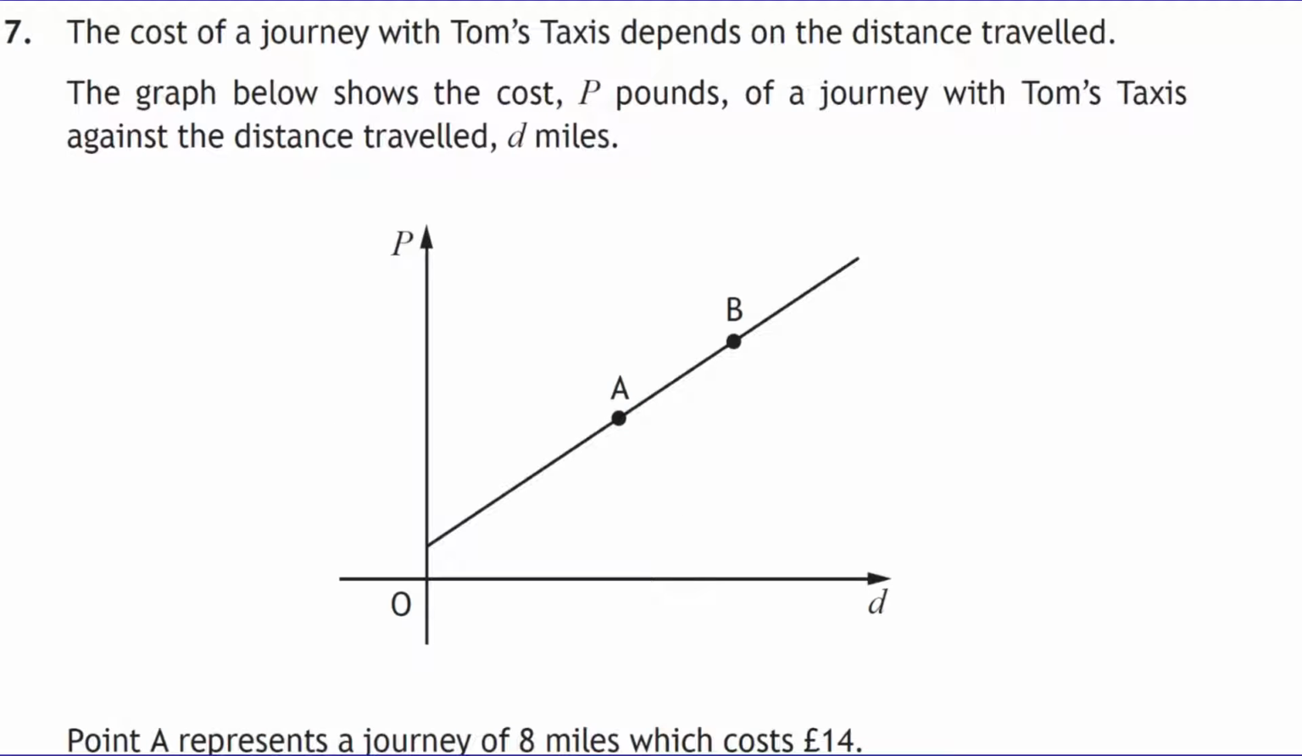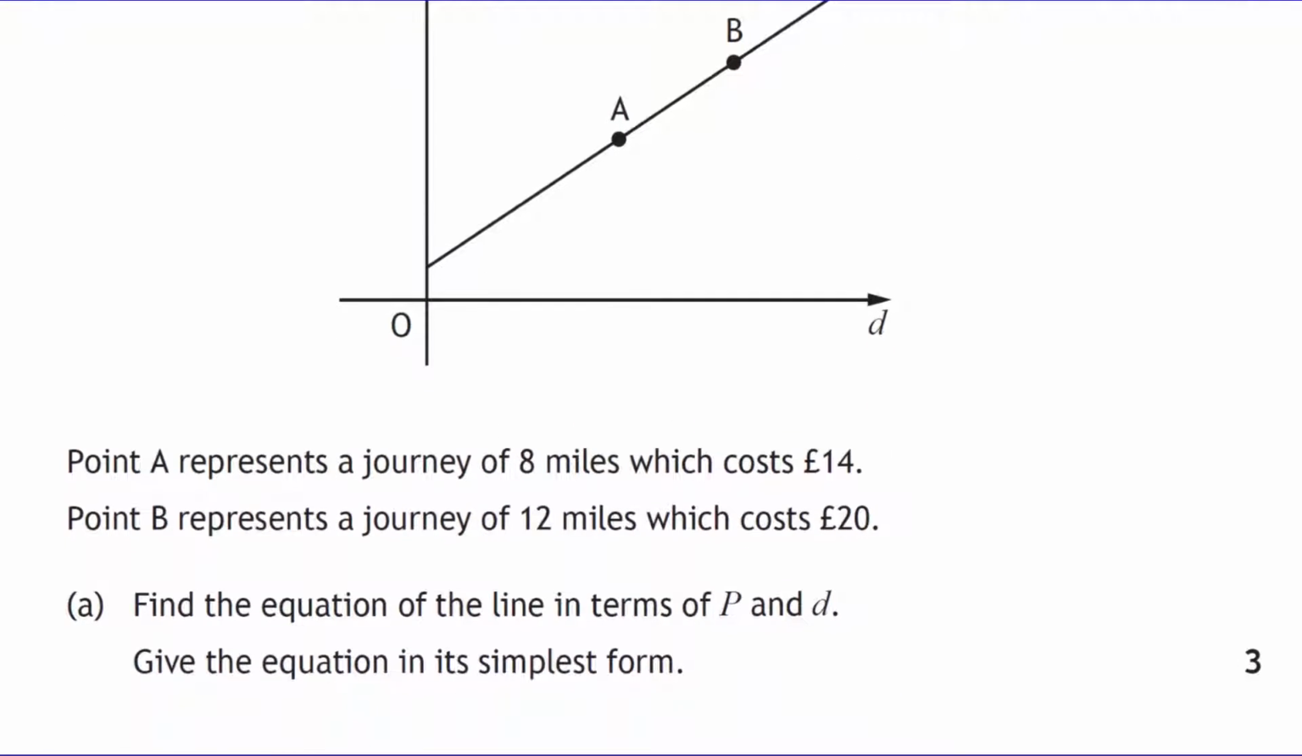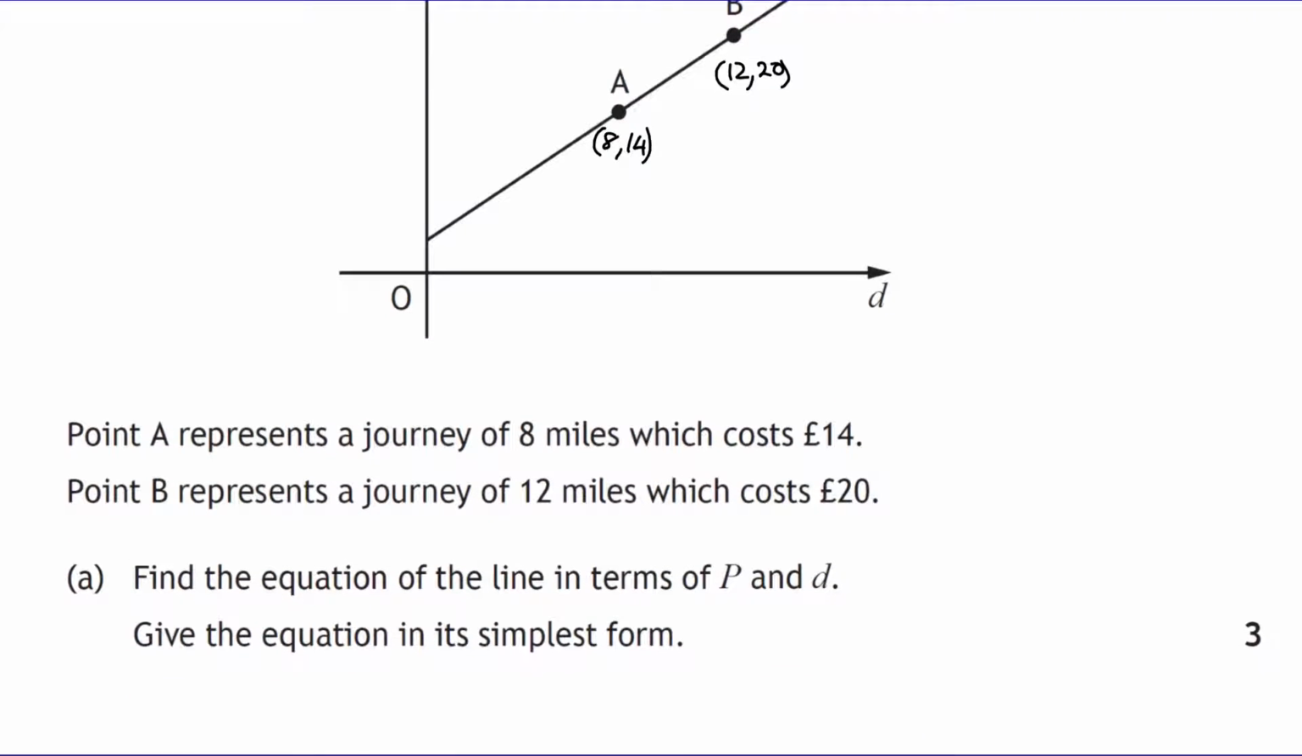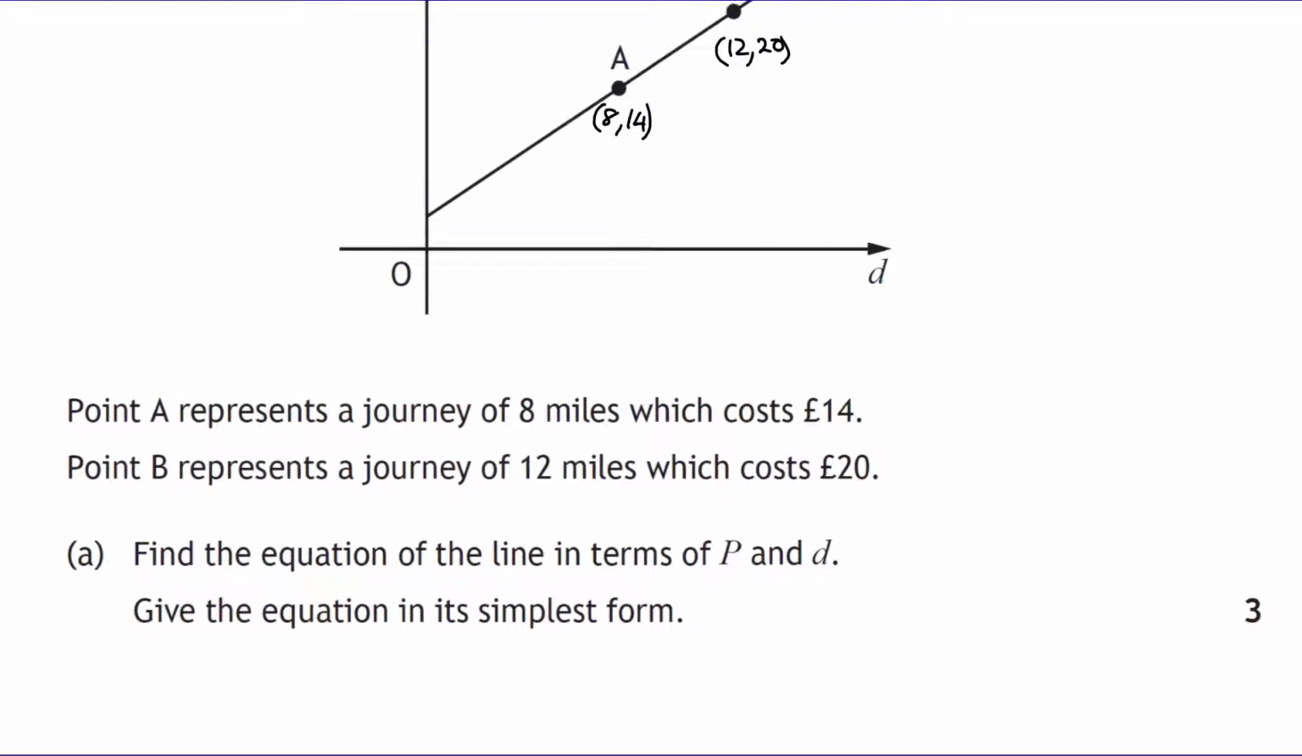Okay, question 7, little straight line question. Taxis, distance travelled. So the cost in pounds is dependent on the distance travelled. Okay, that all makes sense. And distance is in miles, it gives us 2 points. So here, point A represents a journey of 8 miles, which is the distance, so that's the x coordinate. 8 along and 14 up. B, 12 along and 20 up the y-axis, or the p-axis in this case. Okay, find the equation in terms of p and d. Give the equation in its simplest form.